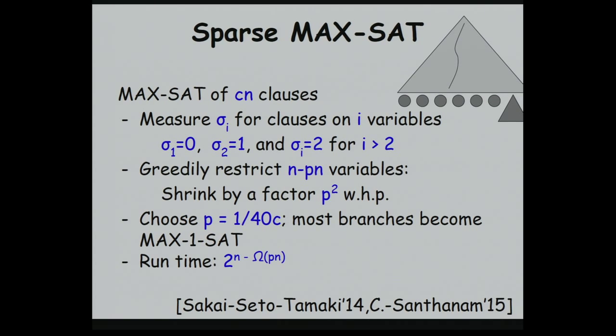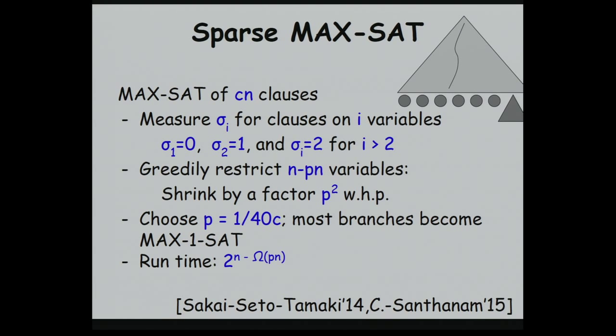And then after this shrinkage, you can choose a specific p to be on the order of 1 over c. And you can argue that after I do this graded restriction for n minus pn steps, most of the branches are going to end up with almost all of the clauses being one-clauses. So you might have a very small number of long clauses, but there are very few, so you can handle them naively to eliminate long clauses. And then for these small clauses, you can solve MAX-SAT in polynomial time. For the small fraction where shrinkage does not happen, you do brute force search. This gives a running time like this.